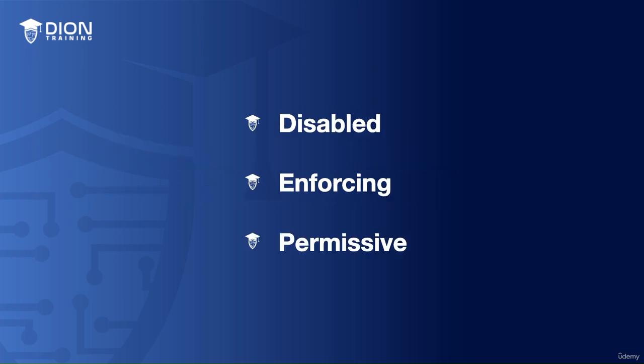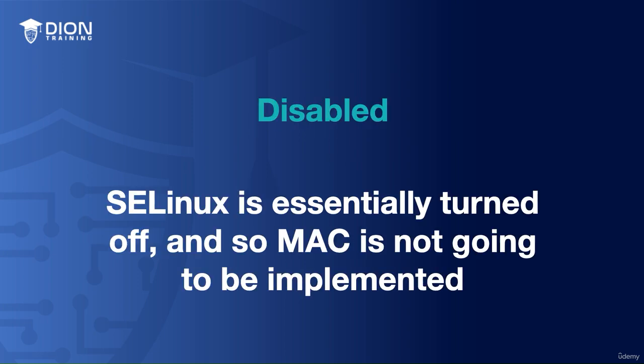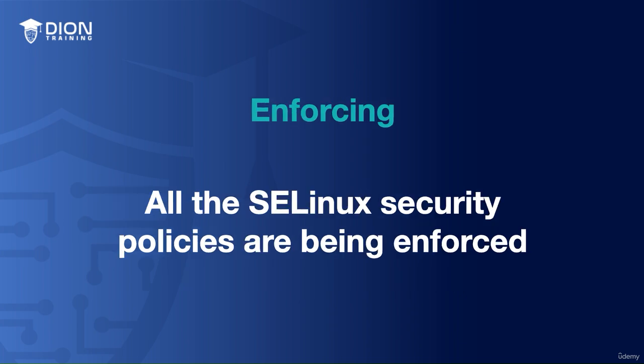Now, SELinux also has three different modes that we need to cover. These are called disabled, enforcing, and permissive. In disabled mode, SELinux is essentially turned off, and so MAC is not going to be implemented, and instead, we're going to rely on the default DAC method inside the file system. When we're using enforcing mode, all the SELinux security policies are being enforced. Therefore, the processes cannot violate any security policies because we have them and they're being enforced.